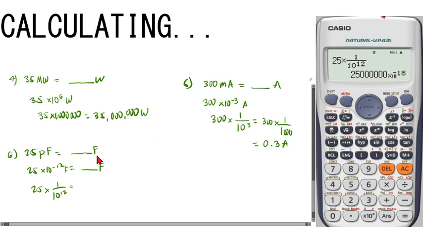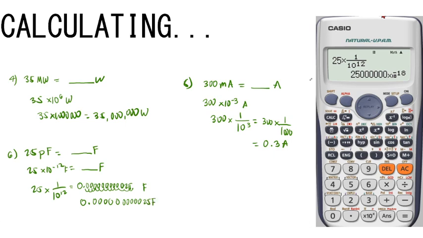Or we could write it out. Since we have 12, we move our decimal point 12 times from this point here. This is our decimal place: 1 2 3 4 5 6 7 8 9 10 11 12, putting the zeros here, and that gives the number in farads.